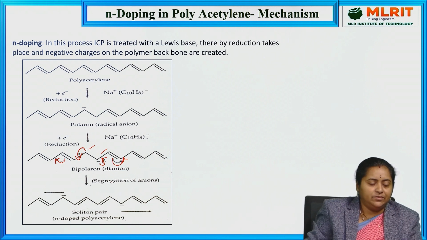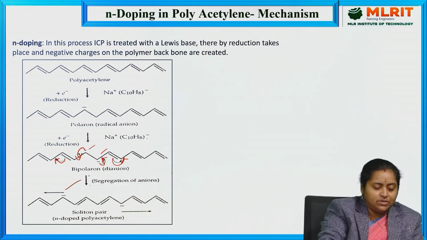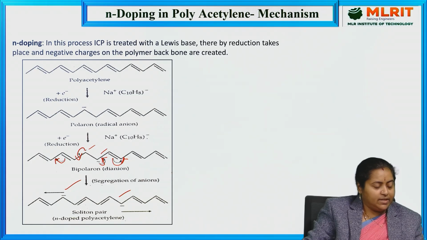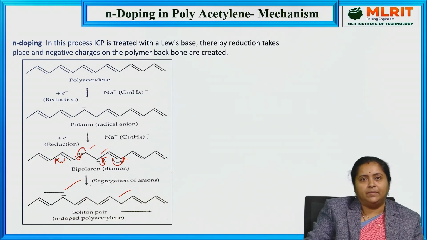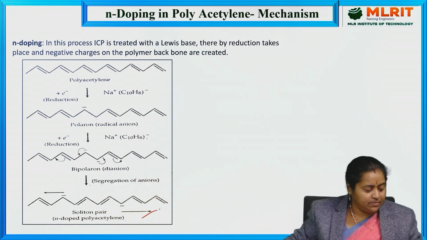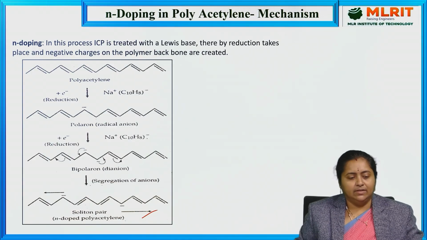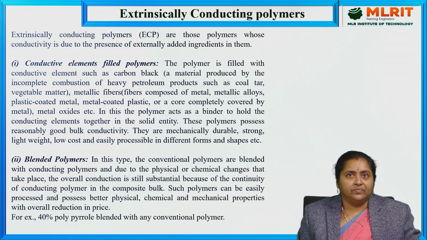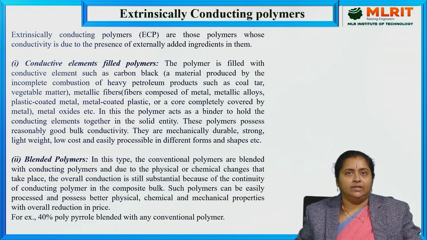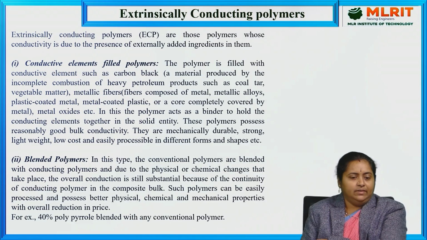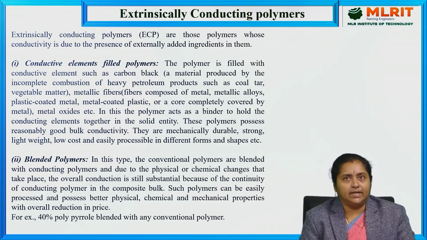So as a result, if you notice the structure, in this case, two charges will be produced on different carbon atoms, so that segregation of anions has been taking place in the polymer backbone. This is what we call a soliton pair, or simply end-doped polyacetylene. By involving this kind of mechanism, end-doping also takes place, so that polyacetylene is able to increase its conduction capacity. So let us see another type of conducting polymers, that is extrinsically conducting polymers.